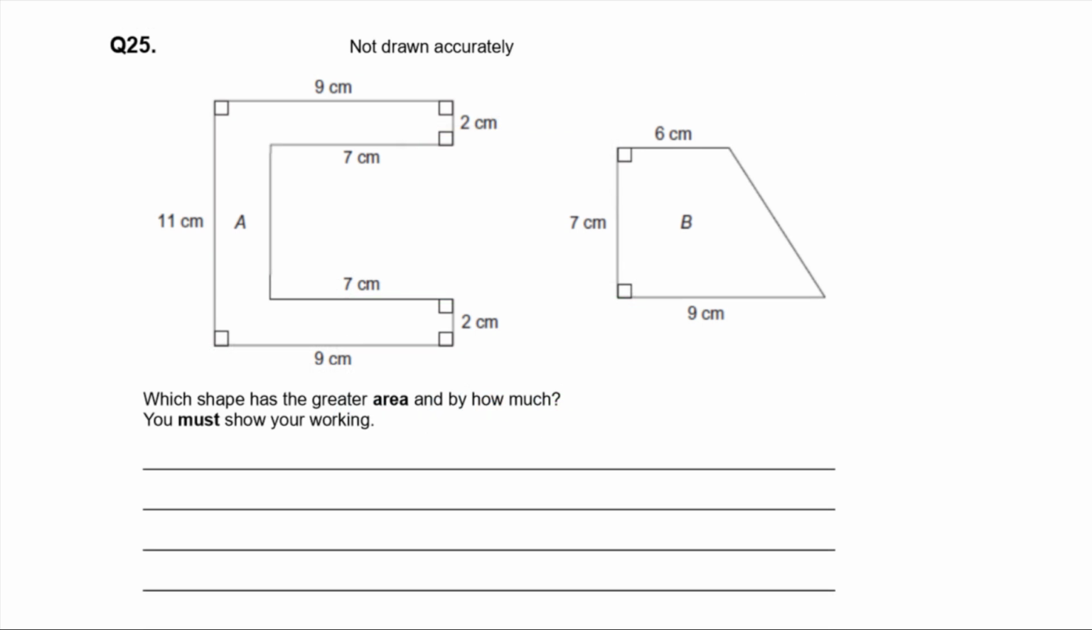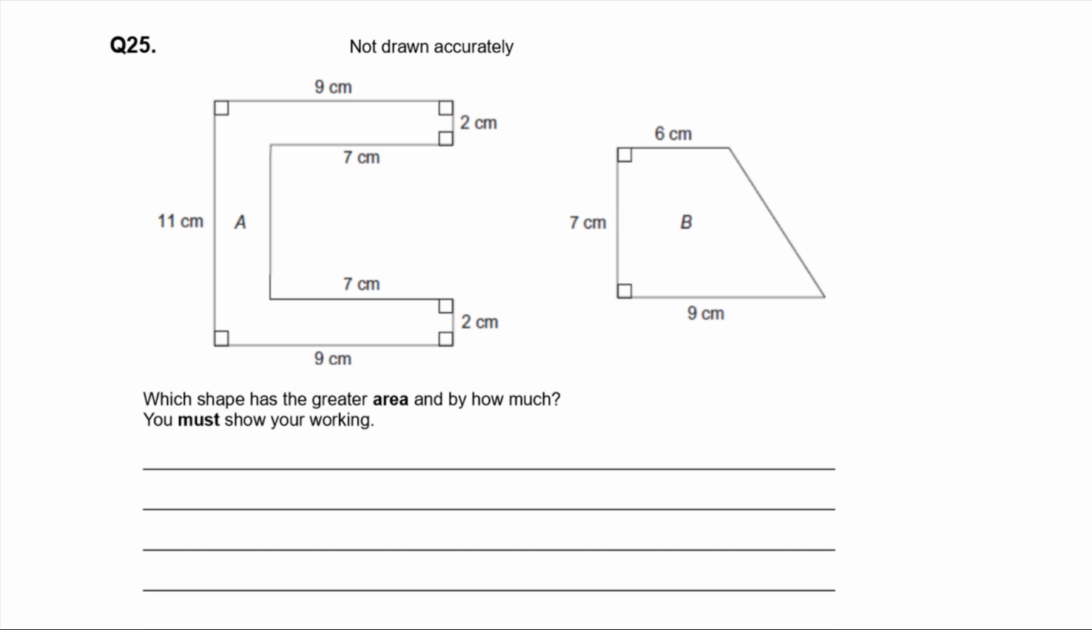Question 25, which shape has the greatest area and by how much? You must show your working. So essentially we need to work them both out and then show how much bigger one is compared to the other. We know how to do both of these. One is a trapezium, which we've just looked at, and one is a composite shape made out of rectangles, so we know how to do that as well.